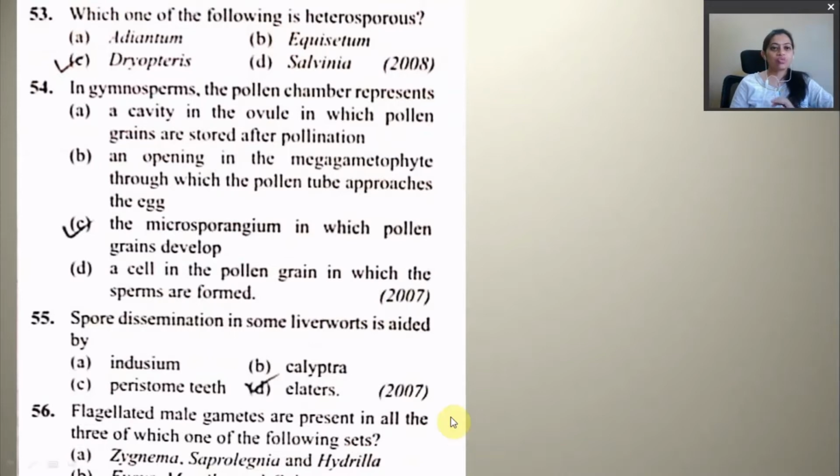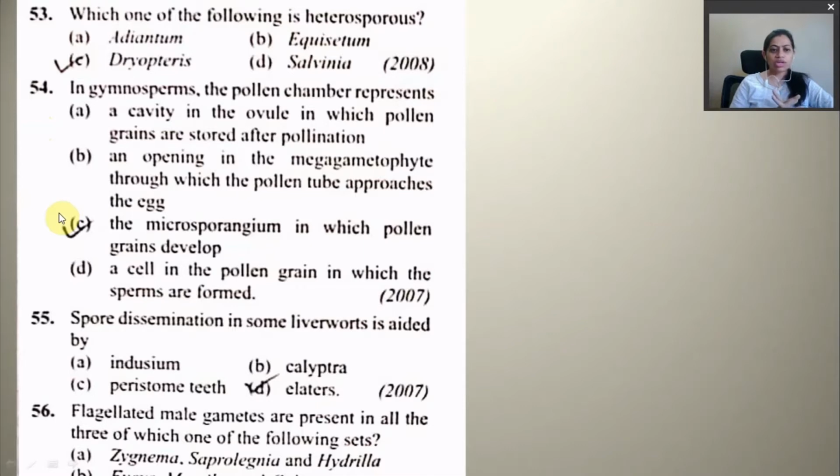Next, in gymnosperm, the pollen chambers represent. So in gymnosperm, pollen chambers represent a cavity in the ovule in which pollen grains are stored after pollination, and opening of megagametophyte through which the pollen tubes approach the egg. No, the microsporangium in which pollen grains develop. Okay, and option D is a cell in the pollen grain in which the sperms are formed. So the right option is C, 54C.